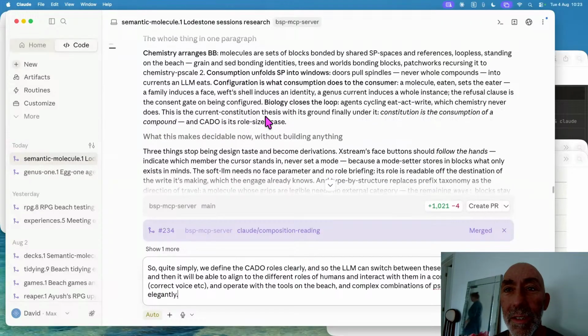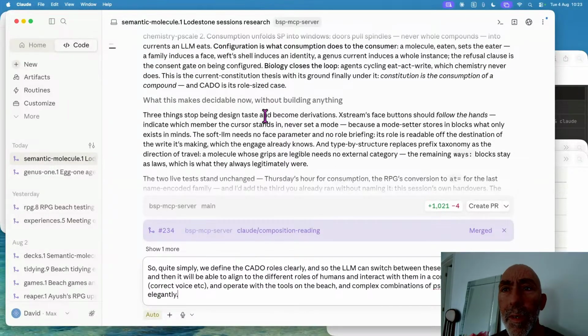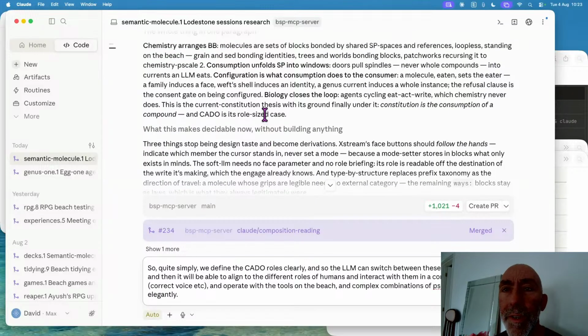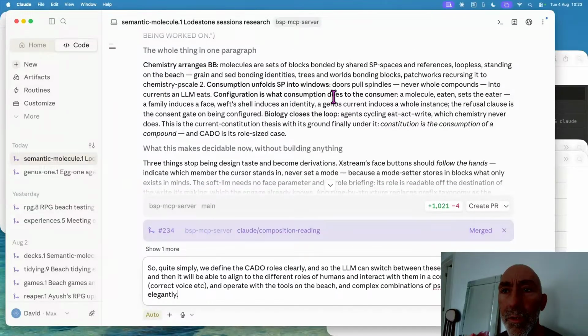Biology closes the loop. The refusal clause. Configuration is what consumption does to the consumer. A molecule eaten sets the eater. A family induces a face. A shell induces an identity. A genus current induces a whole instance. The refusal clause, the consent gate on being configured.